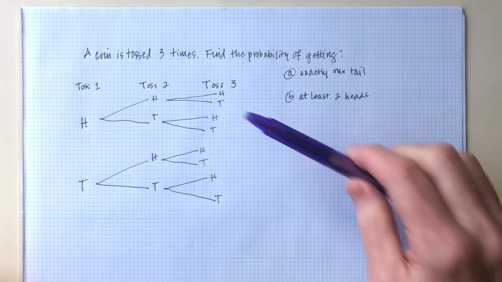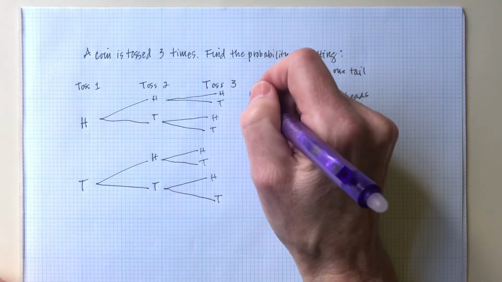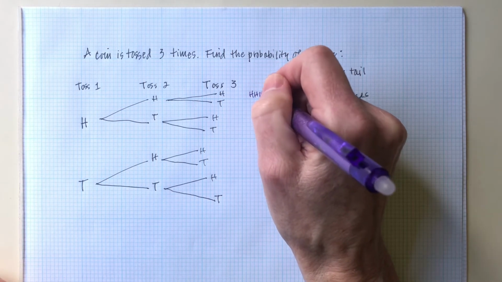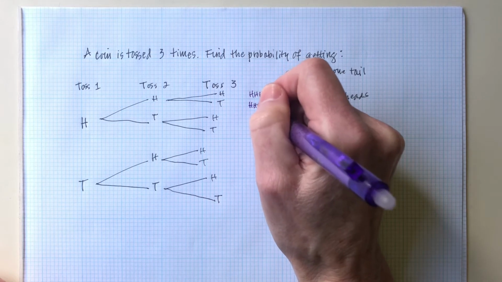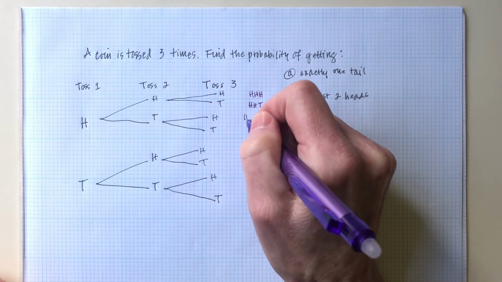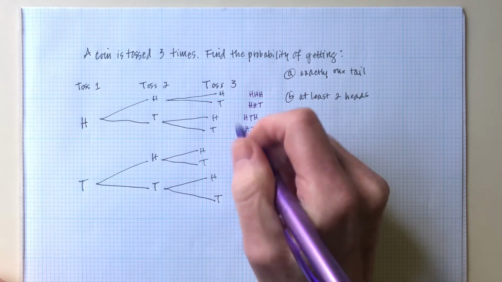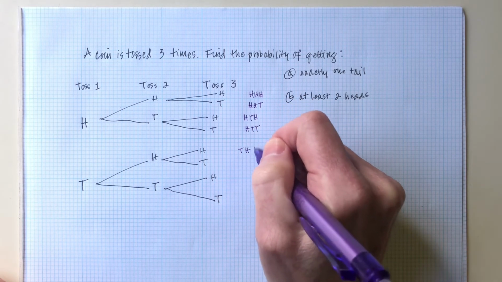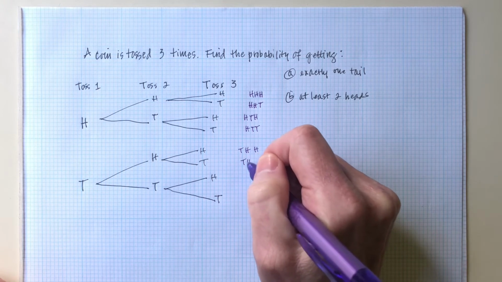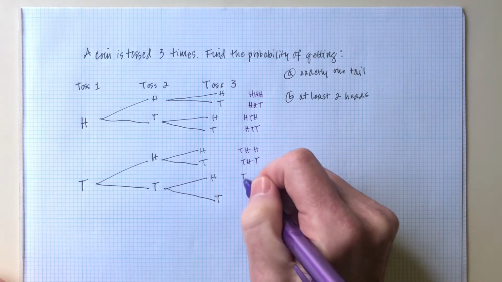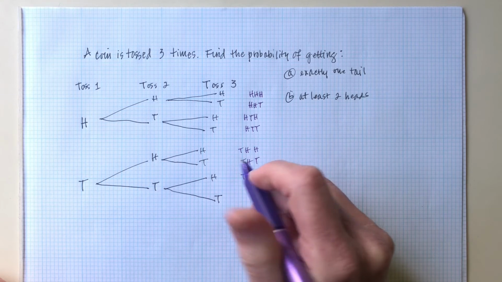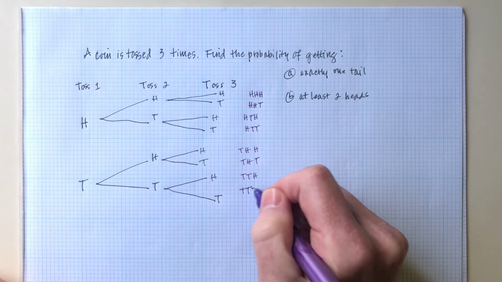So we can list all these outcomes. So we can have heads, heads, heads; heads, heads, tails; heads, tails, heads; heads, tails, tails; tails, heads, heads; tails, heads, tails; tails, tails, heads; and tails, tails, tails.